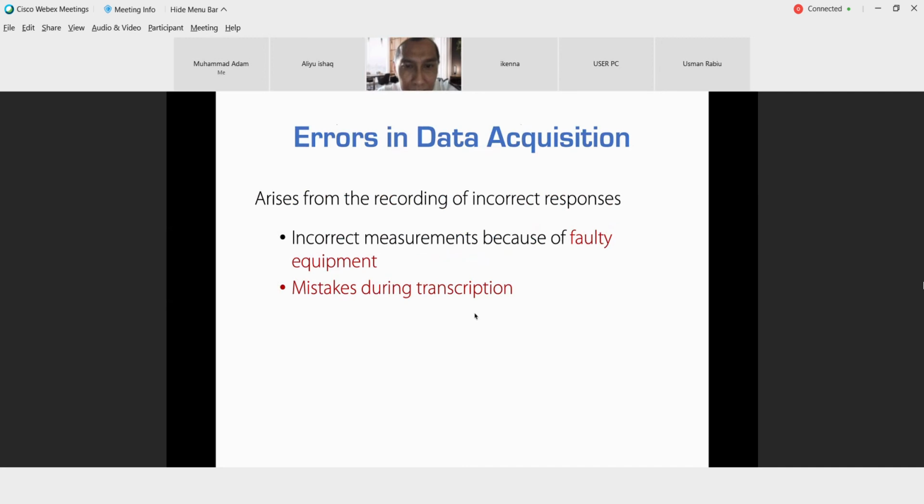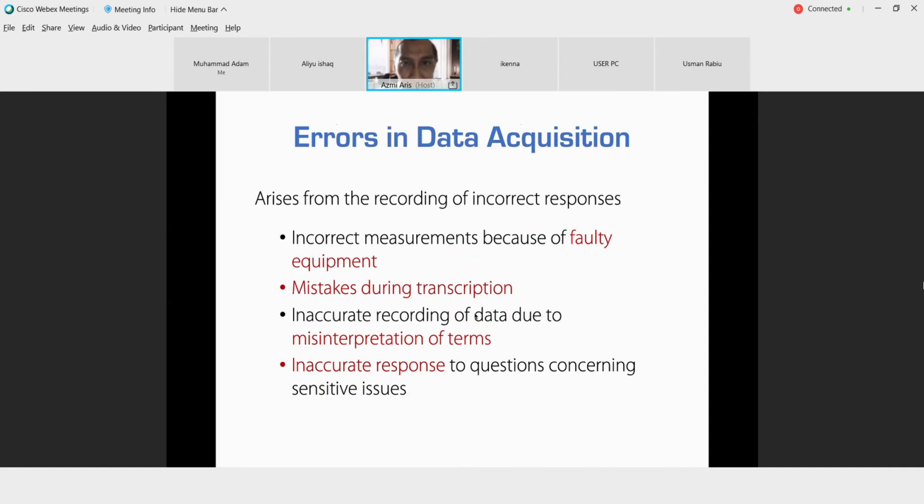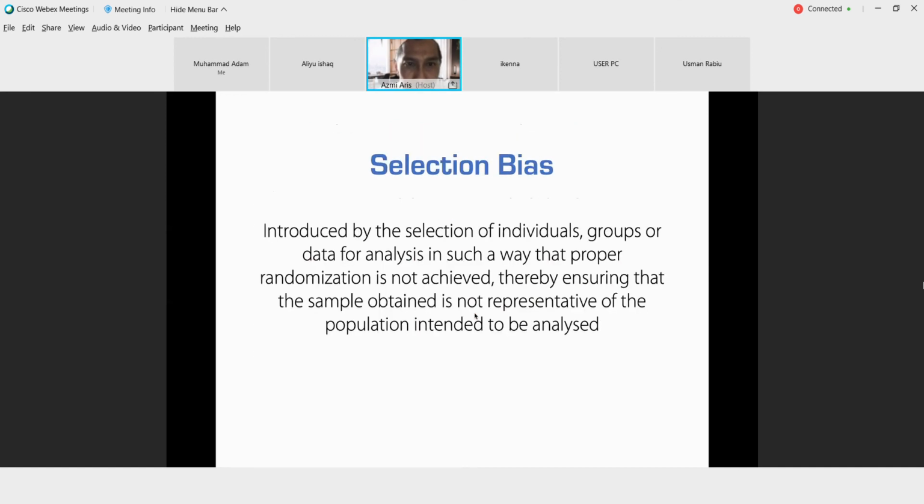Okay, mistakes during transcription. Sometimes after you recorded the conversation, you will transcribe it. Whatever was conversed in the recording will be put into text. So there are occasions, if it is not done properly, there will be transcribing errors that will come out with a different conclusion. So these are some of the examples of errors in data acquisition. Okay, I mentioned this, and then the selection bias introduced by the selection of individuals, group, or data in such a way that this is the same as I mentioned just now.